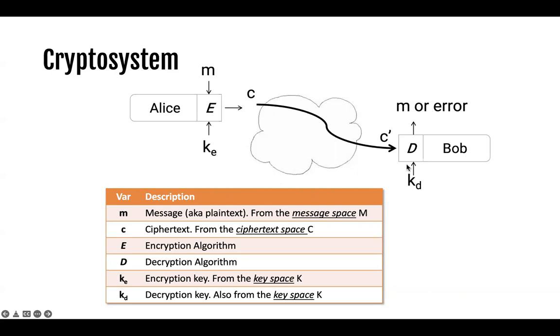And usually for a crypto system, E and D are public. Like everyone knows about this encryption and decryption algorithm. And the only thing that the outsider or the attacker doesn't know is the key, right? So KE and KD are unknown. A good crypto system for confidentiality purposes should make sure that even though the algorithm itself is public, as long as people don't know the key, they will not be able to decrypt or encrypt the message in the right way.